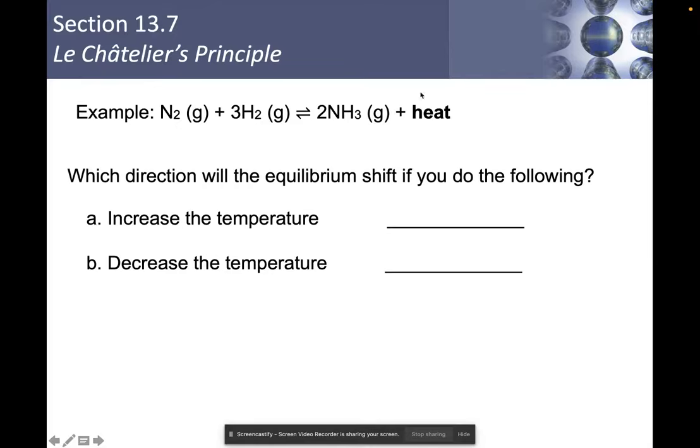Now, what about heat? Okay, so remember, in an exothermic reaction, heat is a product. And in this case, heat is a product. So which direction is the equilibrium going to shift? Well, what if I heat it up? What if I increase this? If I increase this, it's going to say, all right, I'm going to move the opposite direction. So it's going to move to the left towards the reactants. What if I decrease it? What if I remove heat? If I remove heat, it's going to try to replace the heat.